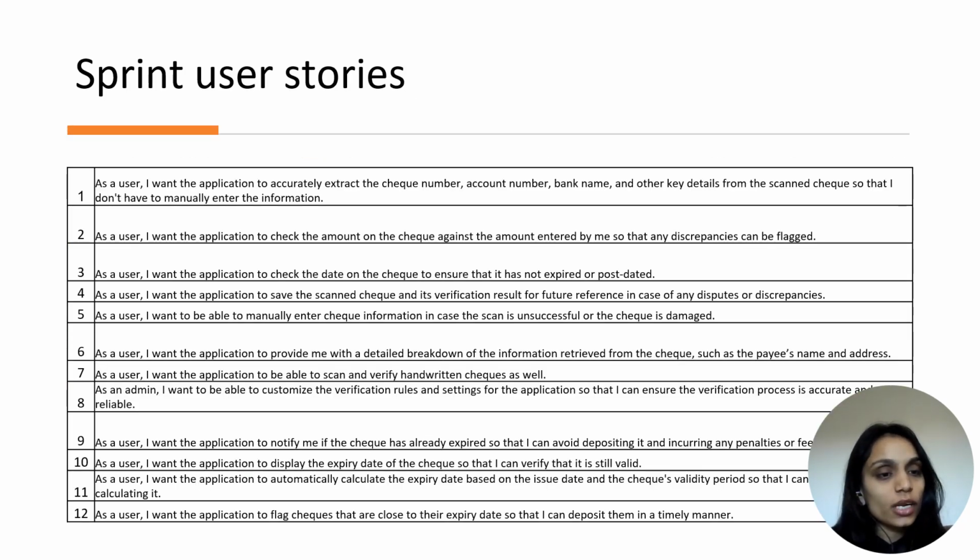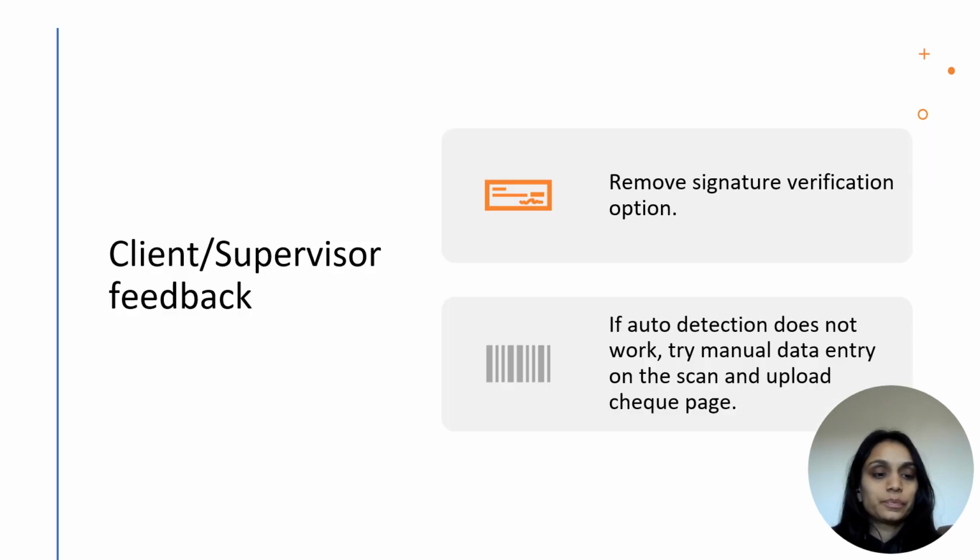Here are 12 different user stories we can include in Sprint 2. As a user, I want the application to check the date on the check to ensure that it is not expired or post dated. As a user, I want to be able to manually enter check information in case the check scan is unsuccessful or the check is damaged. As a user, I want the application to be able to scan and verify handwritten checks as well. I want the application to flag checks that are close to their expiry date so I can deposit them in a timely manner.